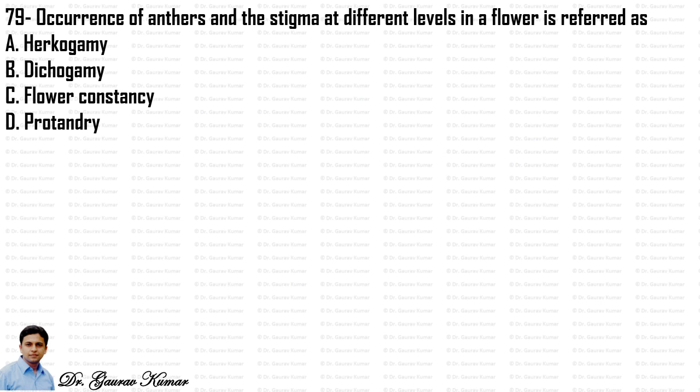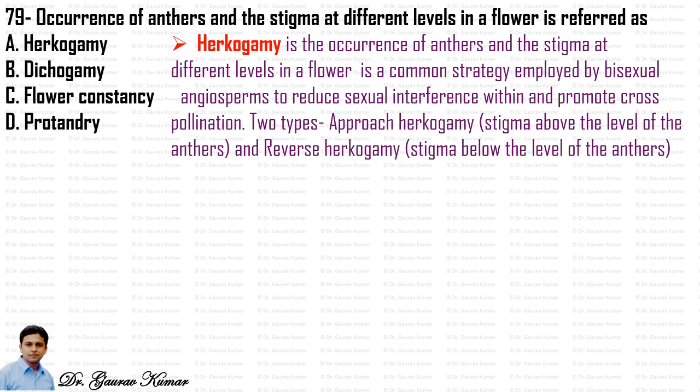Next question, occurrence of anther and stigma at different levels in a flower is referred to as hercogamy, dichogamy, flower constancy, or protandry. We will define each of the following one by one. So hercogamy is the occurrence of anthers and the stigma at different levels in a flower and is a common strategy employed by bisexual angiosperms to reduce sexual interference within and promote cross-pollination. There are 2 types of hercogamy. The approach hercogamy, in which the stigma is present above the level of anthers, and reverse hercogamy, in which the stigma is present below the level of anthers.